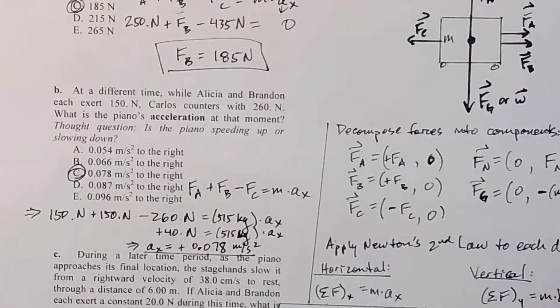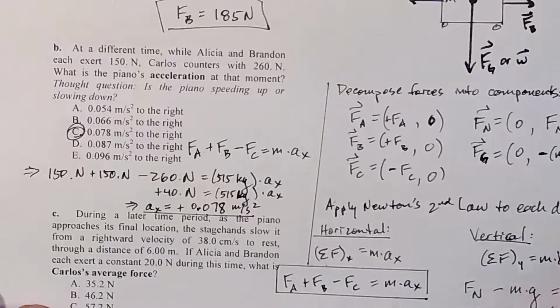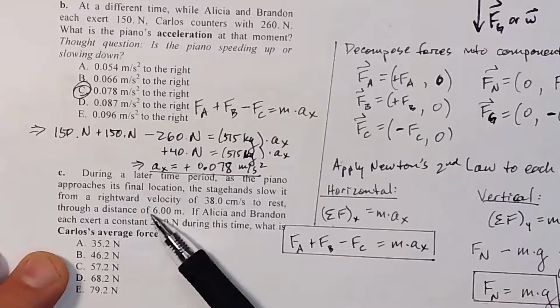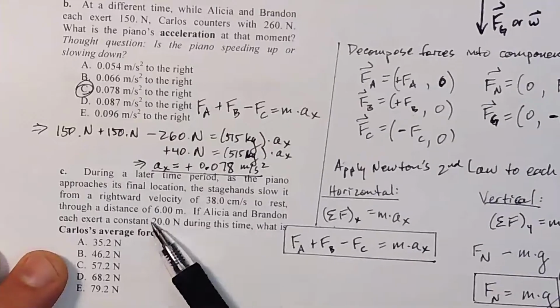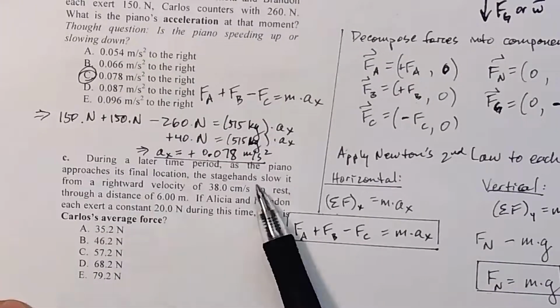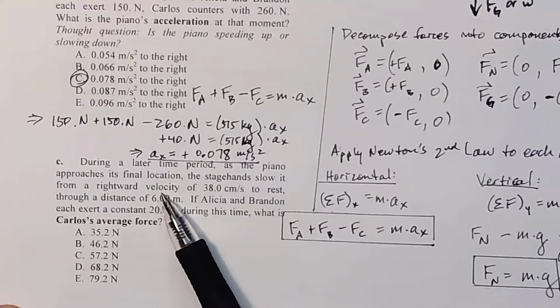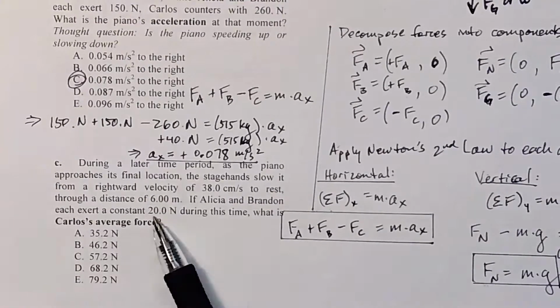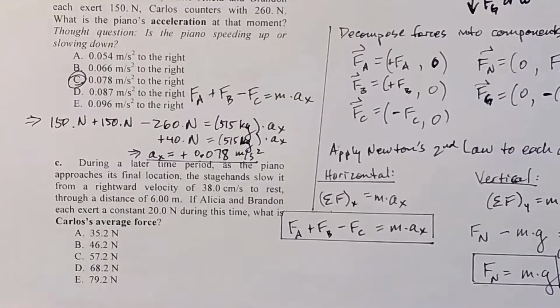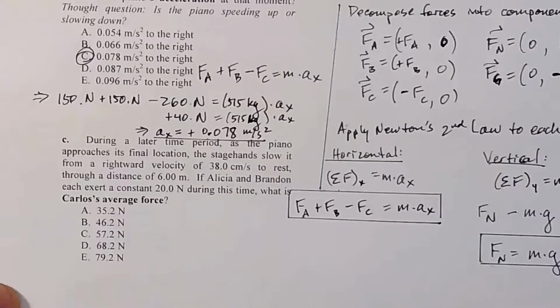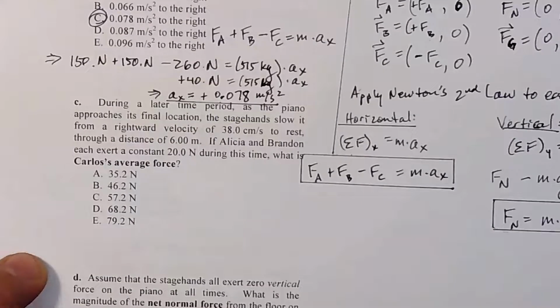I'll skip part C because this is just more of the same. You're given some information about the deceleration, enough to calculate the acceleration. In this case, it's a deceleration of the piano. Then you're given two of the forces and asked for the third person's force. So I'll leave that for you to try on your own, and then check the solution.